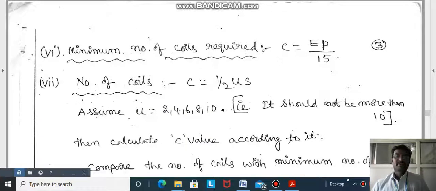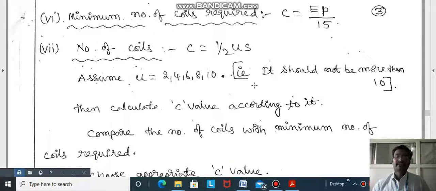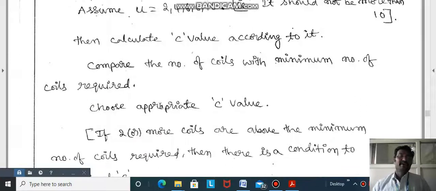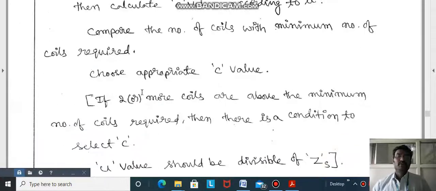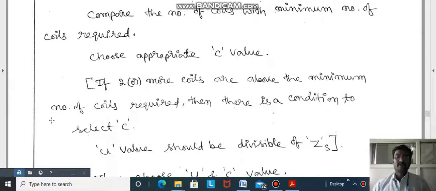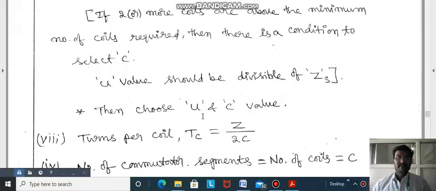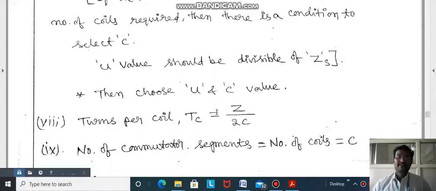The minimum number of coils required is C is equal to Ep by 15. The number of coils C is equal to 1 by 2 U S. Assume U is equal to 2, 4, 6, 8 like that, and it should not be more than 10. Then calculate the C value accordingly. Compare the number of coils with the minimum number of coils required and choose an appropriate C value. If two or more coils are above the minimum number of coils required, then that is a condition to select C. The U value should be a divisor of Zs. Then choose the U and C values.